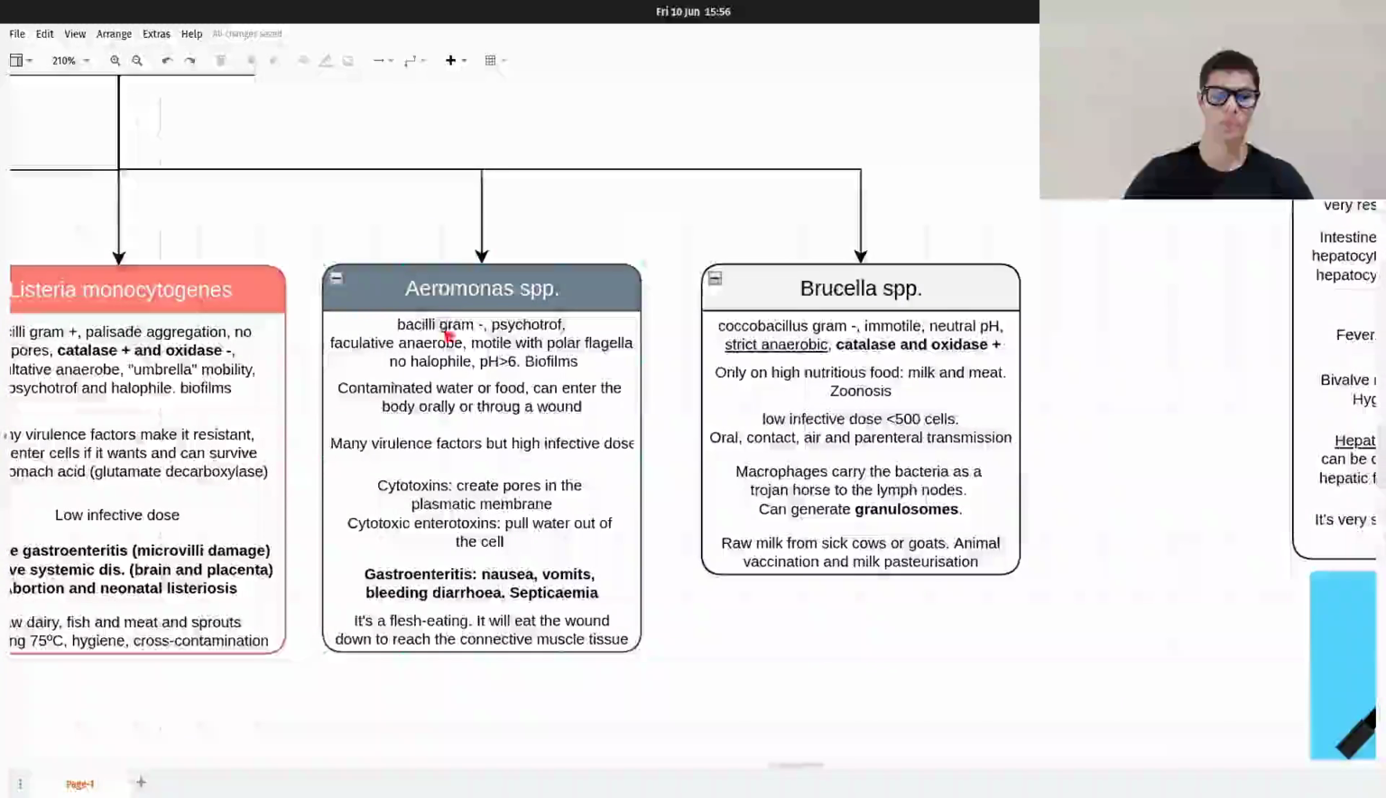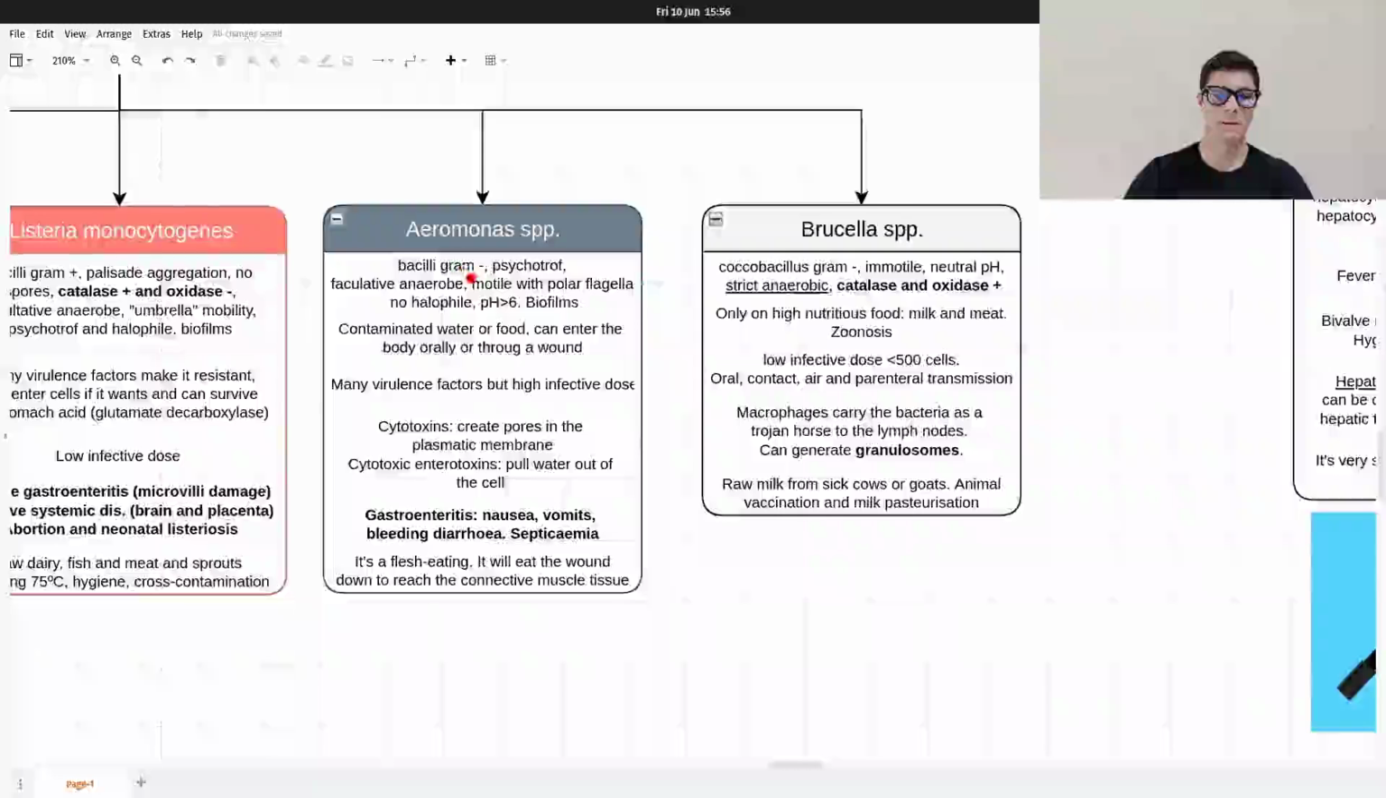Then we have Aeromonas. It's a bacilli gram-negative, psychrotroph, facultative anaerobe, motile with polar flagella, no halophile. It likes pH more than 6, so neutral pH, and it can create biofilms. It lives in contaminated water or food and can enter the body orally or through a wound. It has many virulence factors, but it's a high infective dose.